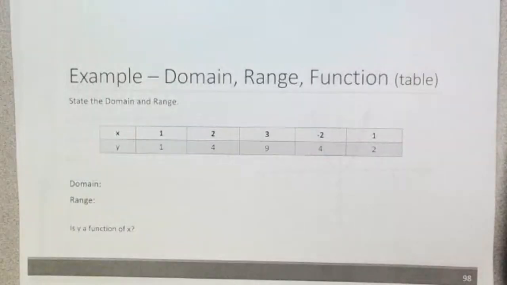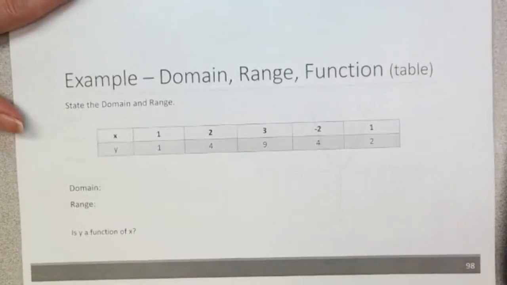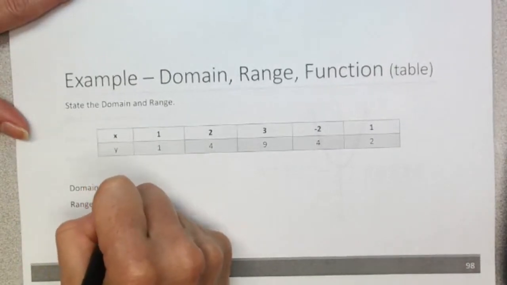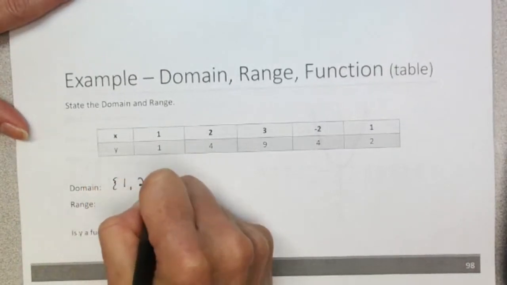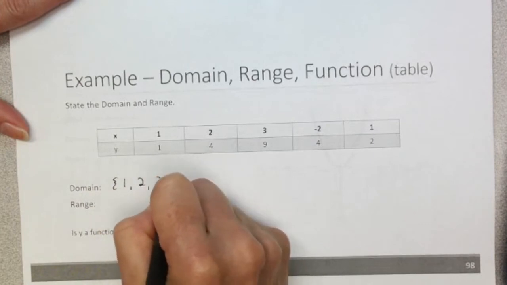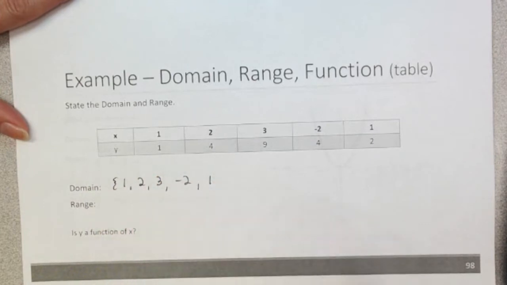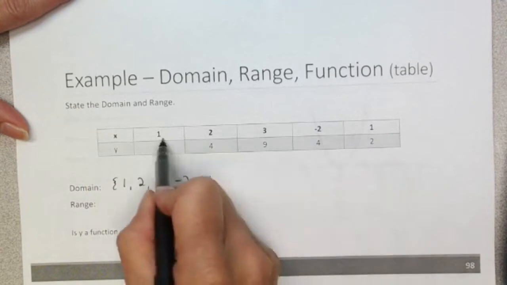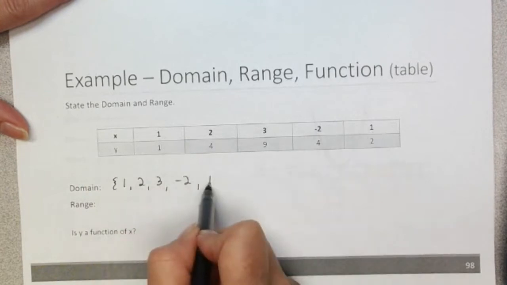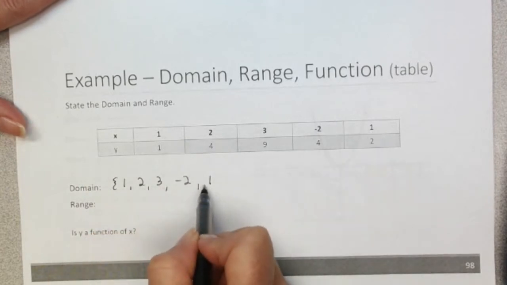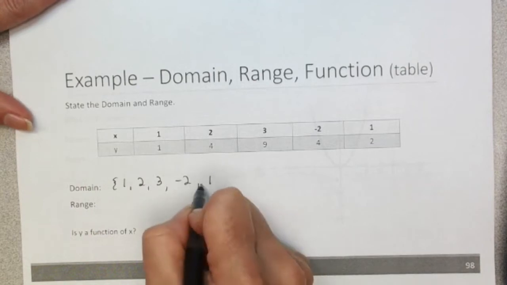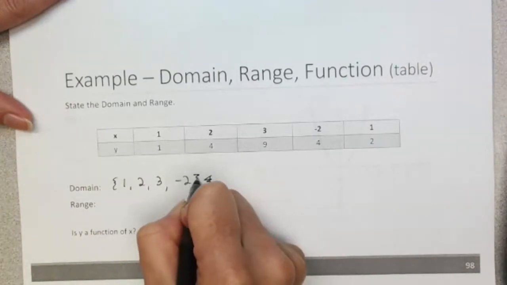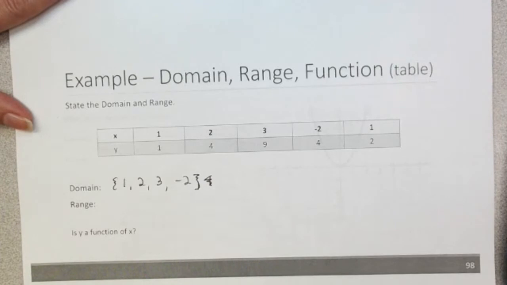Now how about this next example? Let's see, the domain is the x's, right? Let's put those 1, 2, 3, -2. Oh, 1 is appearing again. Well, do I need to list it again when I'm listing out the set of elements in the domain? No, I don't need it again. It's already there. I don't need to repeat it.